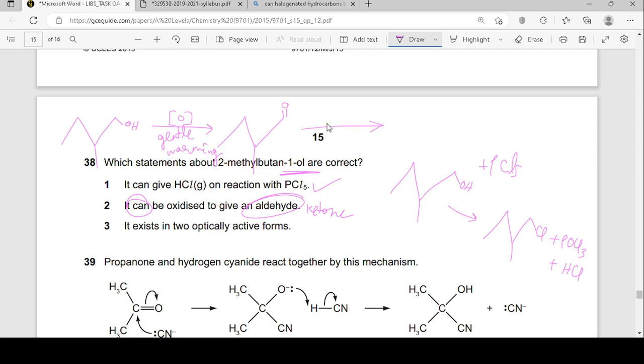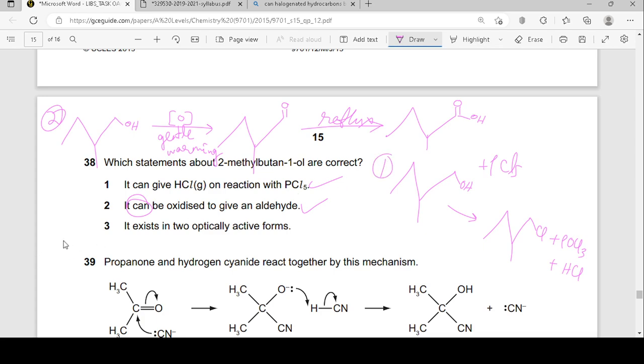And then if it's stronger warming, or you're going to be in reflux, if you continue warming, then you get this thing, COOH. That's what you get, because an aldehyde is R, C, H, O, with an H there and an R group here, and it can be oxidized. It can give an aldehyde, that's right, if you have gentle warming. I accidentally misread it, so I'm sorry about that.